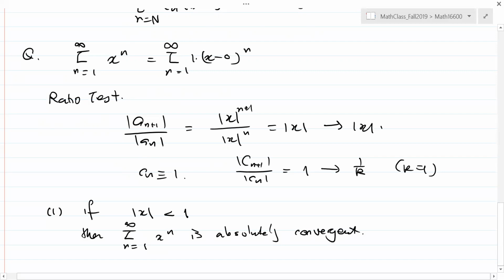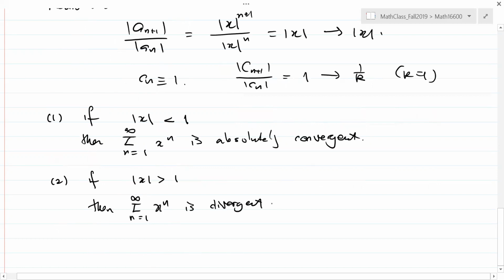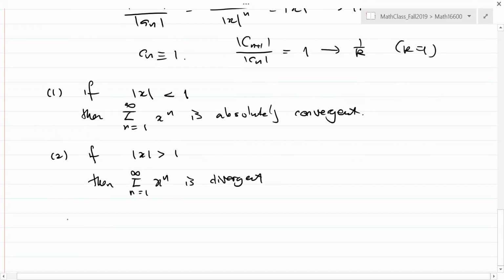Now, forget the radius, forget r, and just apply the ratio test to this problem. What you can see is, if the absolute value of x is greater than 1, then the series is divergent. We cannot say anything about when x equals plus or minus 1, but you can look at those cases. Look at the case when x equals 1.